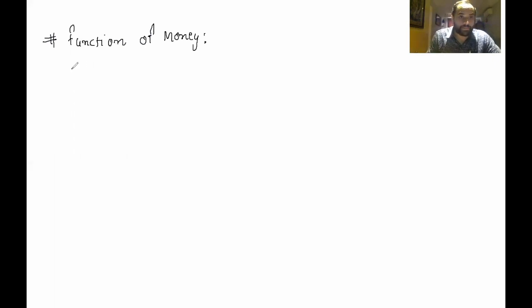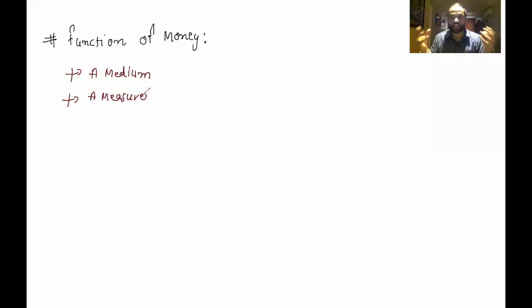What functions does money have? It's a medium. Without this, you cannot exchange goods and services. That's why we call it a medium. It's a way of transferring things from one to another. Second one, a measure. It's a way to measure the things that we're going to exchange, that we want to buy or we want to sell. So money helps us to measure the value of the commodity that we may be acquiring or supplying.